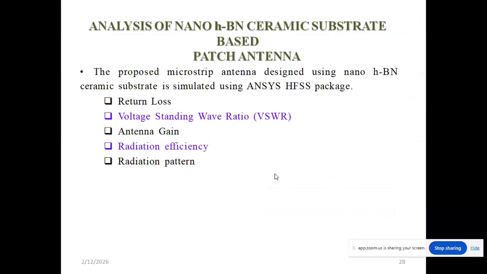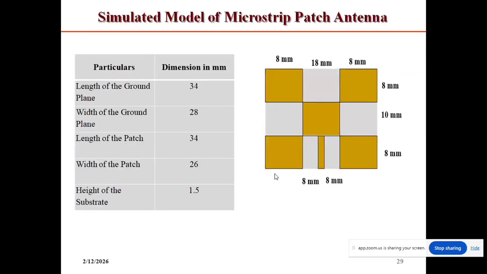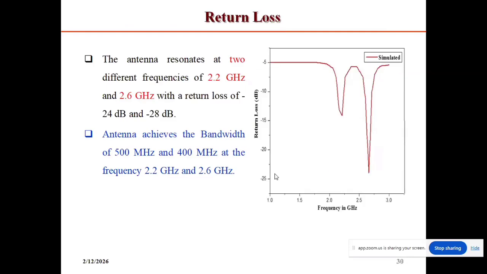Then there is the analysis of the antenna using the prepared hexagonal boron nitride ceramic substrate material. I'm analyzing these 5 conventional antenna parameters, which define the performance of the antenna. This is the antenna designed using the HFSS model. This is the reflection coefficient of the designed antenna. This antenna achieves resonance at 2 different frequencies, 2.2 GHz and 2.6 GHz. The antenna achieves wide bandwidth for the given specifications.